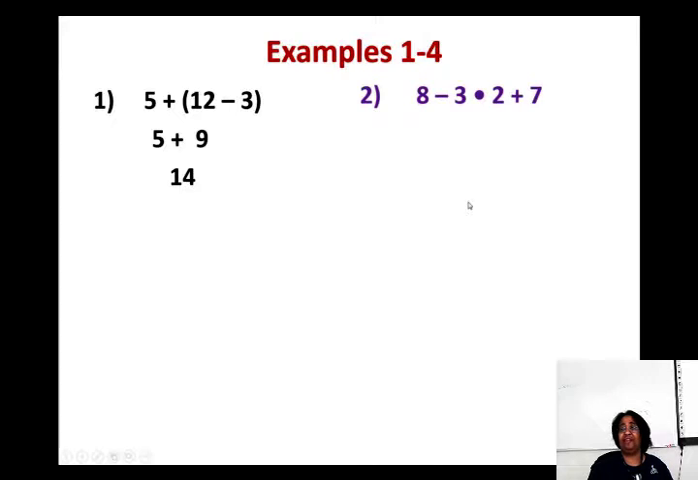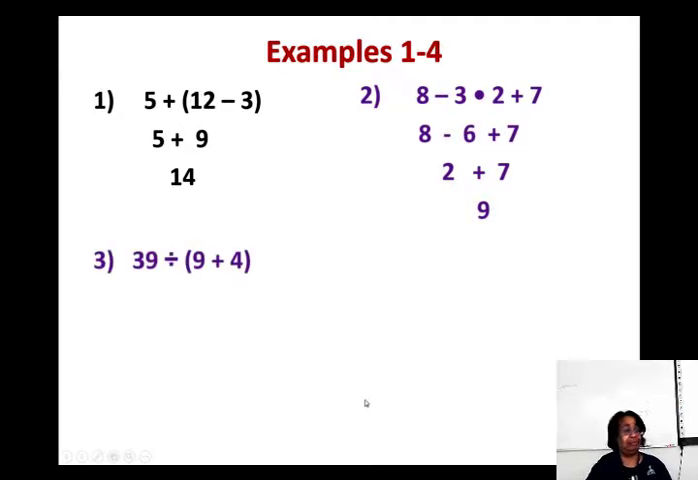Problem 2, what should I do first? I have 8 minus 3 times 2 plus 7. 3 times 2. So I need to do the 3 times 2 first. So I'm going to go 8 minus 6, because 3 times 2 is 6, plus 7. Then I'm going to subtract the 8 and the 6. I get 2 plus 7. And then 2 plus 7 is 9. So I'm doing it in order from left, right. Please excuse my dear Aunt Sally. Left, right. Okay?